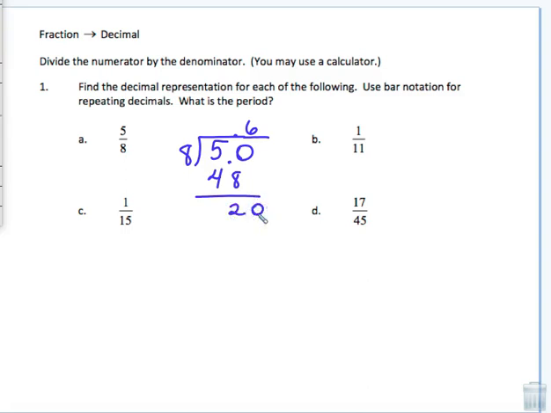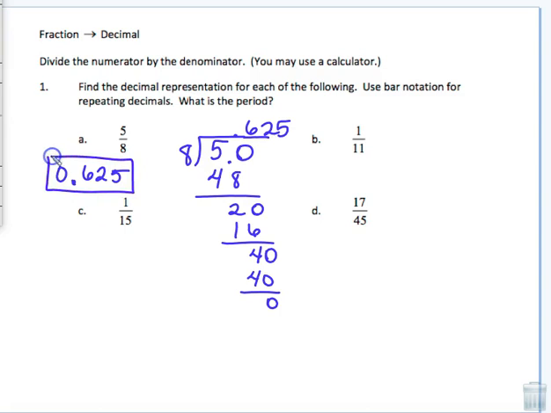Subtract, we get 2. We can drop a 0. 8 goes into 20 2 times with 16. We have 4, drop a 0. 5 times to get 40 exactly with no remainder. Now this decimal here actually terminates. It's a finite, not an infinite number of places to the right of the decimal. So there's no reason to write the bar notation or the period because it's a terminating decimal, which we talked about in a previous lesson. So my answer here is 625 thousandths.